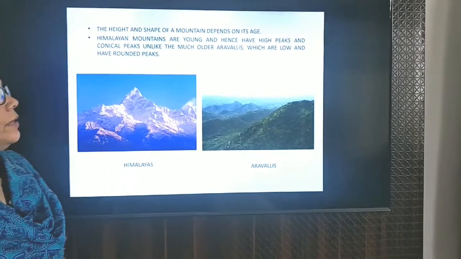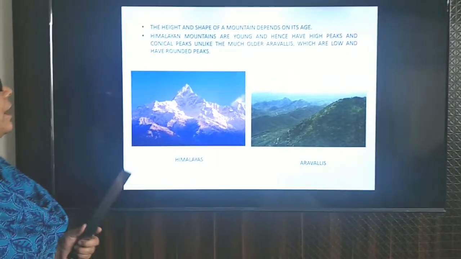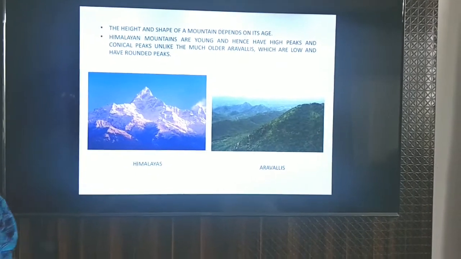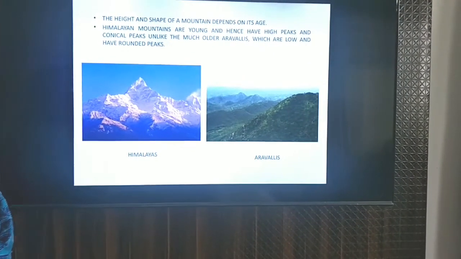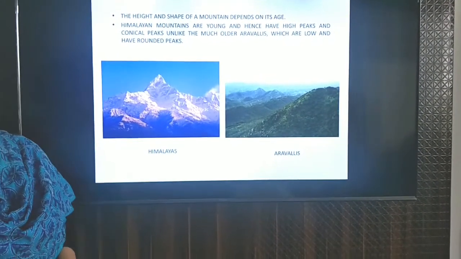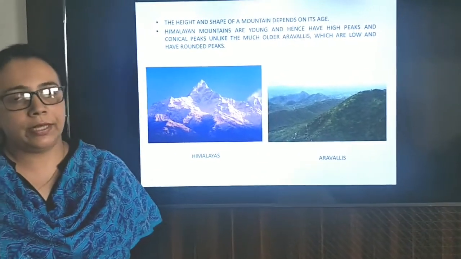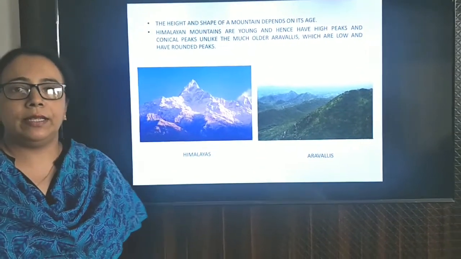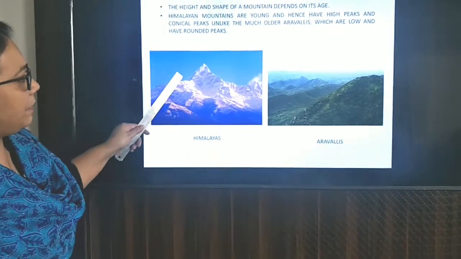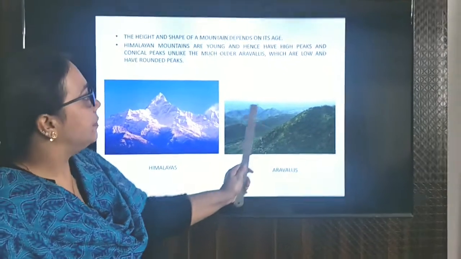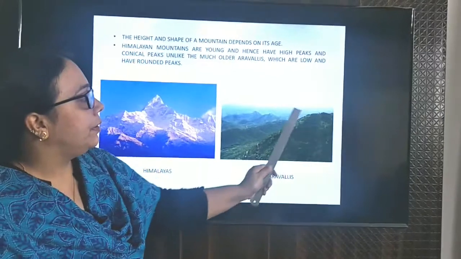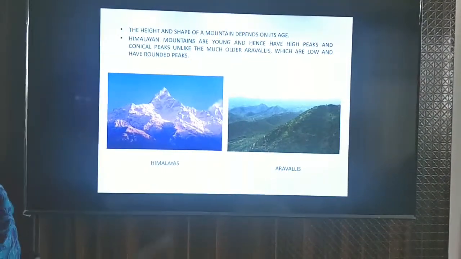The height and shape of a mountain depends on its age. Himalayan mountains are young and hence have high and conical peaks, unlike the much older Aravallis, which are low and have rounded peaks. All mountains are not the same. They have their own physical features. See, the Himalayas are conical in shape. Aravallis have low and rounded peaks. The tip is rounded.